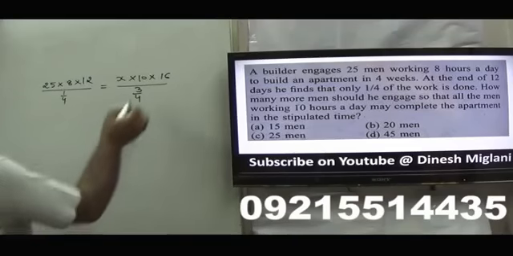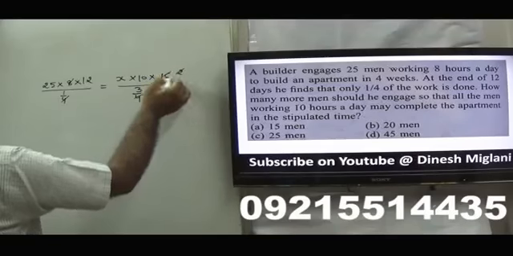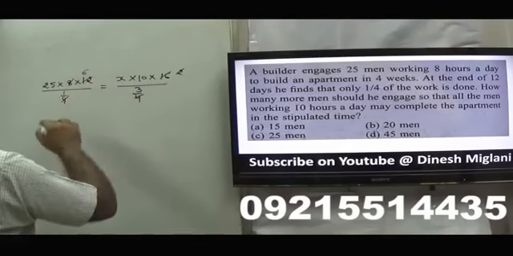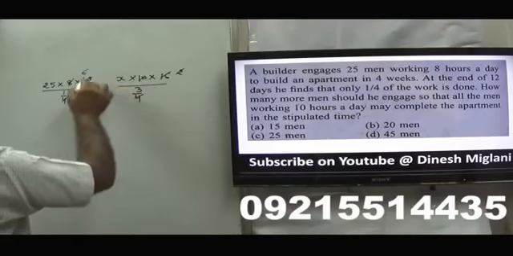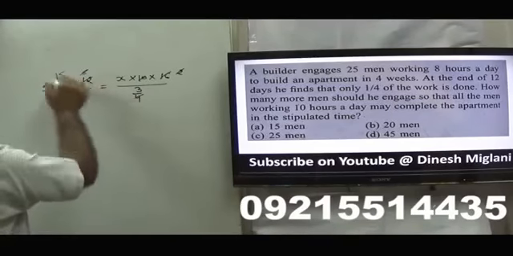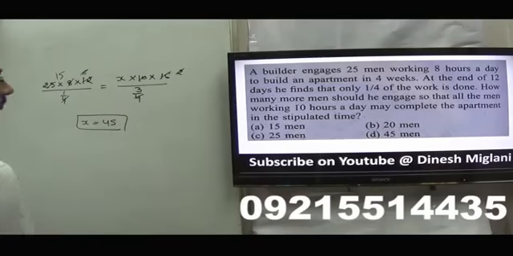Just solve it. 4 will be cancelled out. Right? 8 will go on 2, 2 will go on 6. Or else I can say 25 into 6, 150. 10 will go on 15, and 3 will multiply. So I may say X is equal to 45. Means if they want to do the work, it should be 45 men.